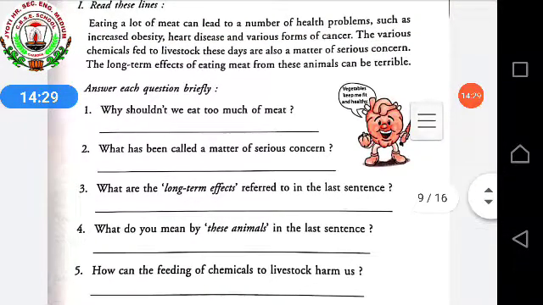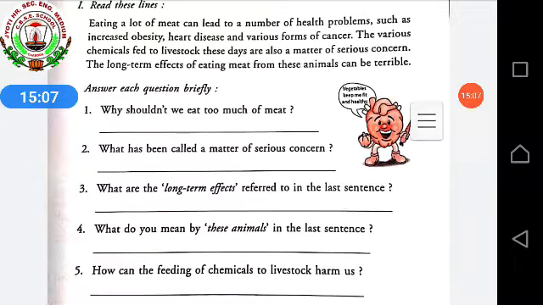Next question. What has been called a matter of serious concern? According to these lines, the various chemicals fed to the livestock are the matter of serious concern. Third one. What are the long-term effects referred to in the last sentence? According to the chapter, they are increased obesity, heart disease, and various forms of cancer. They are the long-term effects.